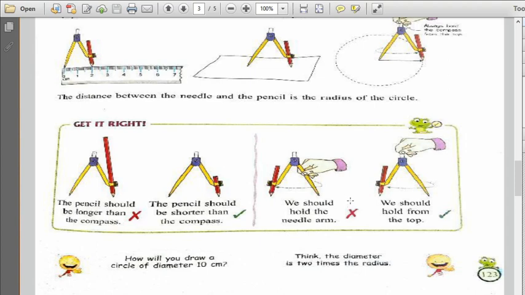Then in the second picture, you should see that this man is holding the arm of the compass, which is a wrong way of holding a compass. Always hold the compass from the top. Okay, the top of the compass. We should hold from the top.